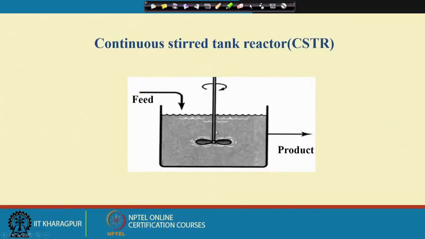It is the continuous stirred tank reactor, and it looks like this. This is the vessel in which the reaction takes place. There is a stirrer, and the purpose of the stirrer is to maintain homogeneity in the reaction mixture. We put the feed in one end and take the product out at the other end.